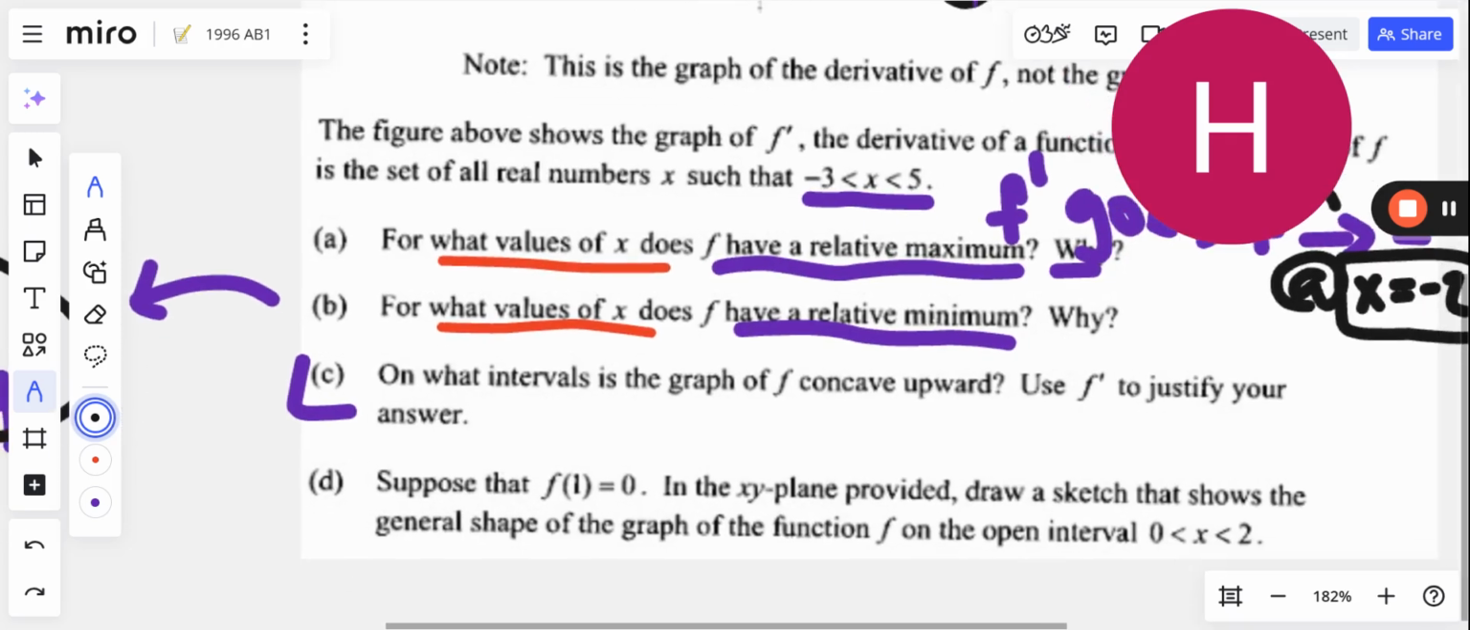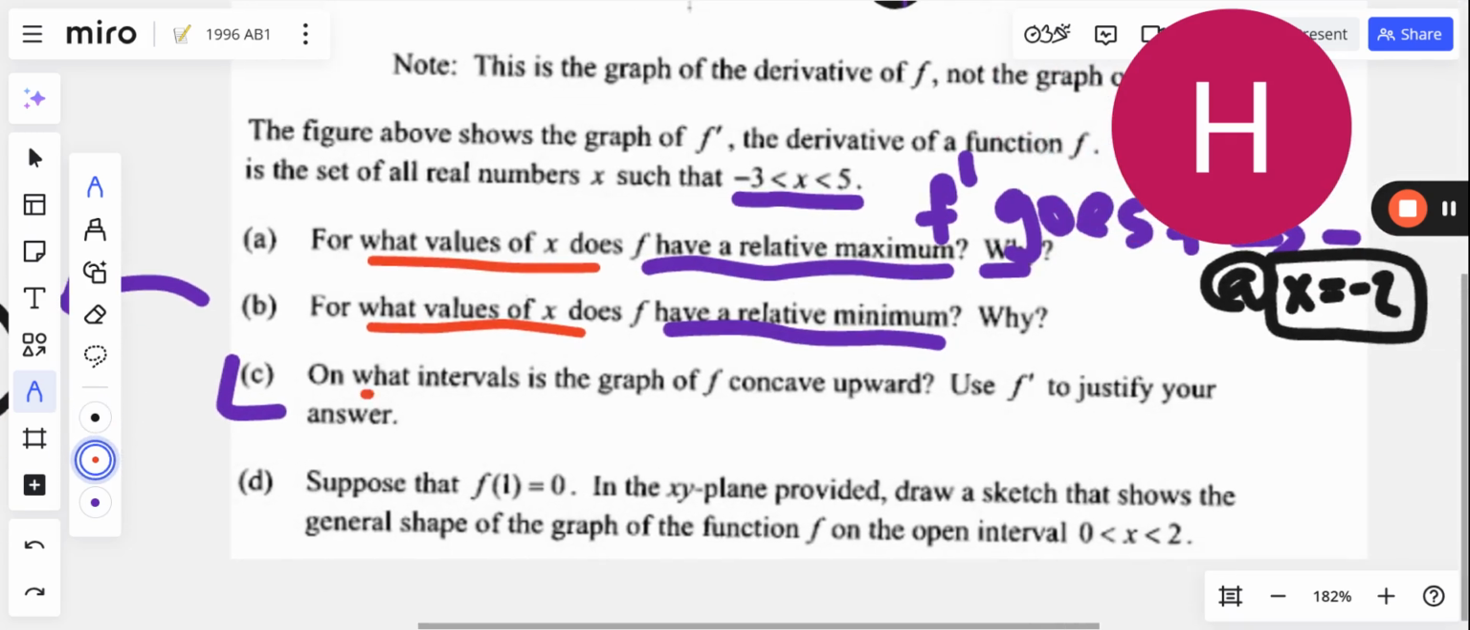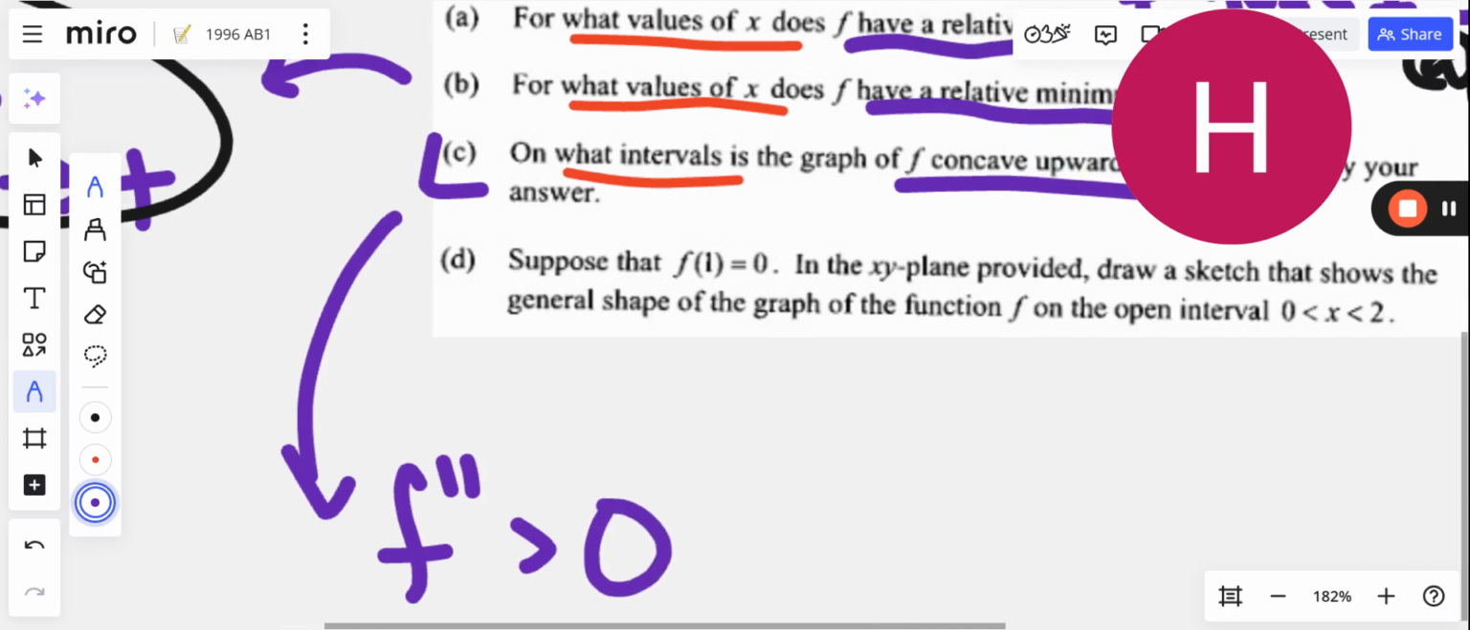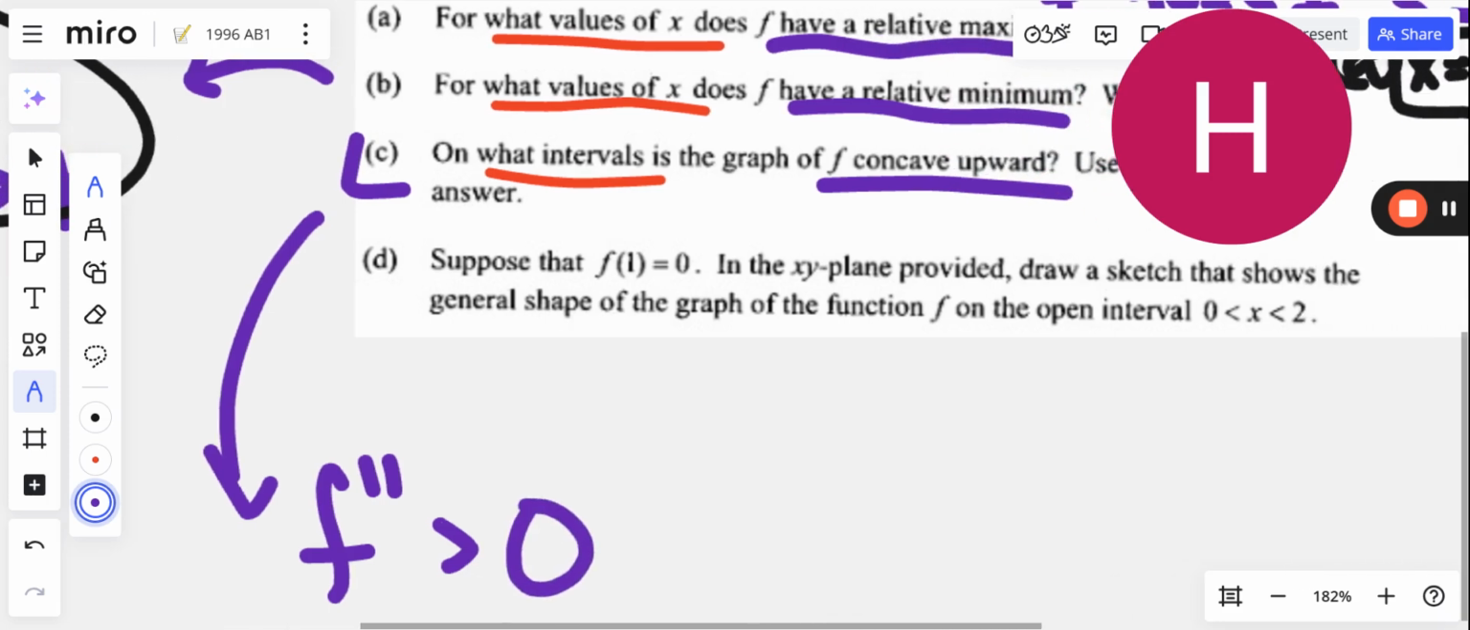Okay, let's look at part C, which says, on what intervals is the graph of f concave upwards? Concave upward, what does that mean? How do you know if something's concave up? Well, something is concave up if its second derivative is positive. Concavity depends on the second derivative. So if I'm at the level of f and I want to know the concavity, I have to go to the level of f double prime.